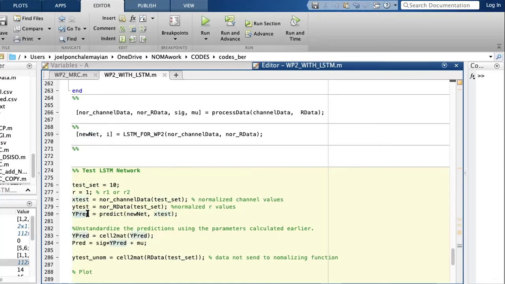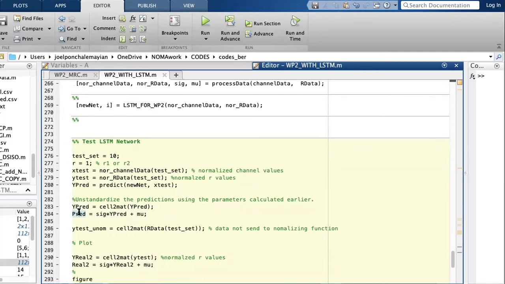Okay. So once you get your Y predicted, you change it. Because the Y predicted here is basically your R signals now, your R1 and R2, but they are normalized. So what you do is you denormalize them here. This is how you change them to the original predicted value. After that, you get your predicted R1 and predicted R2.